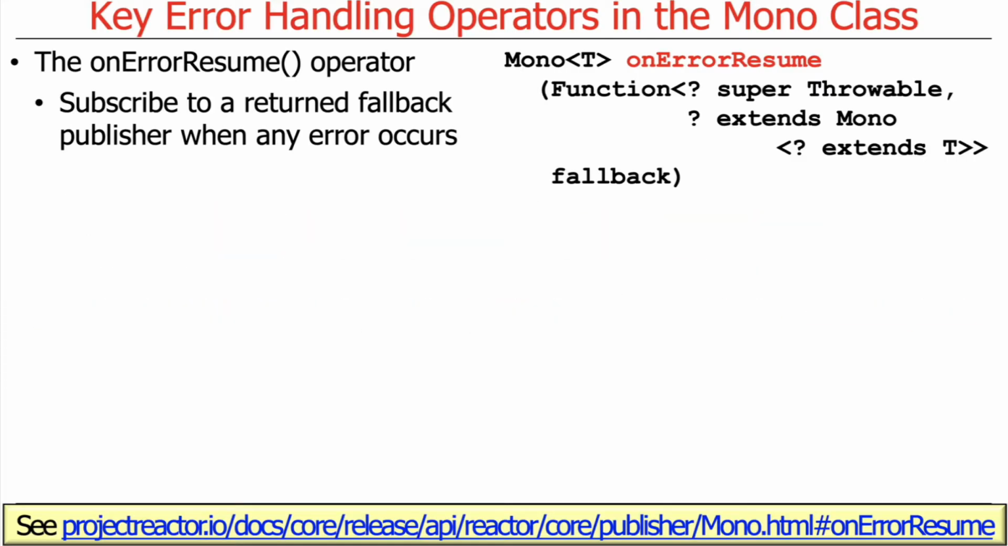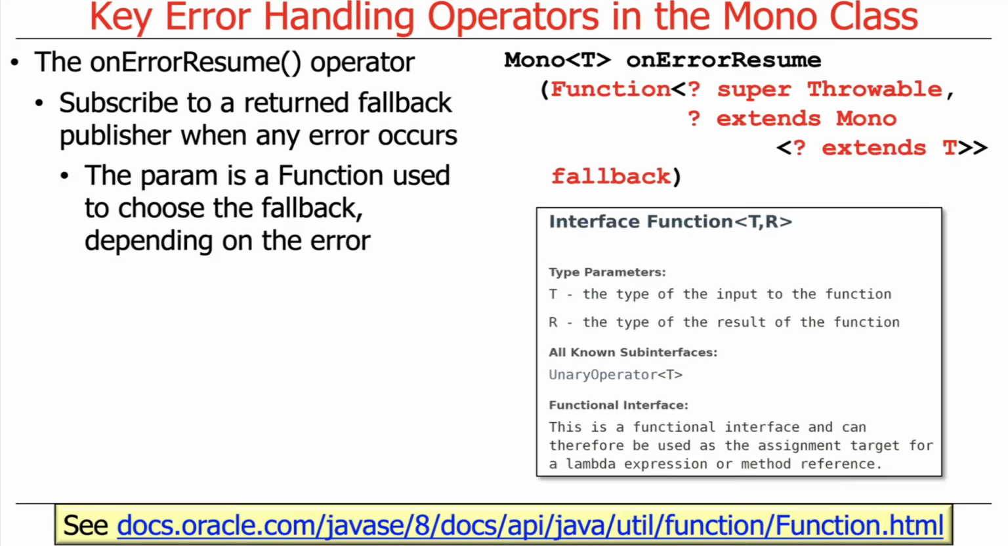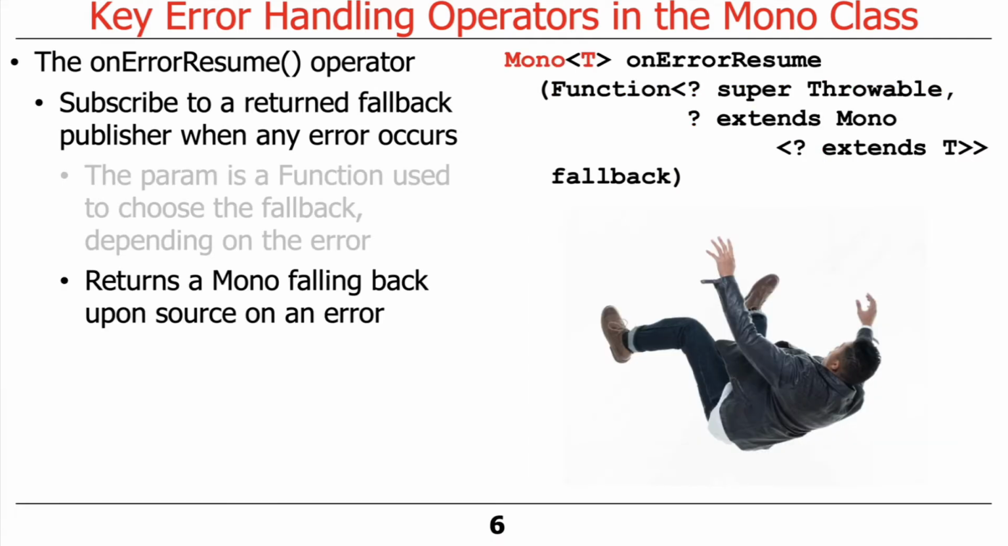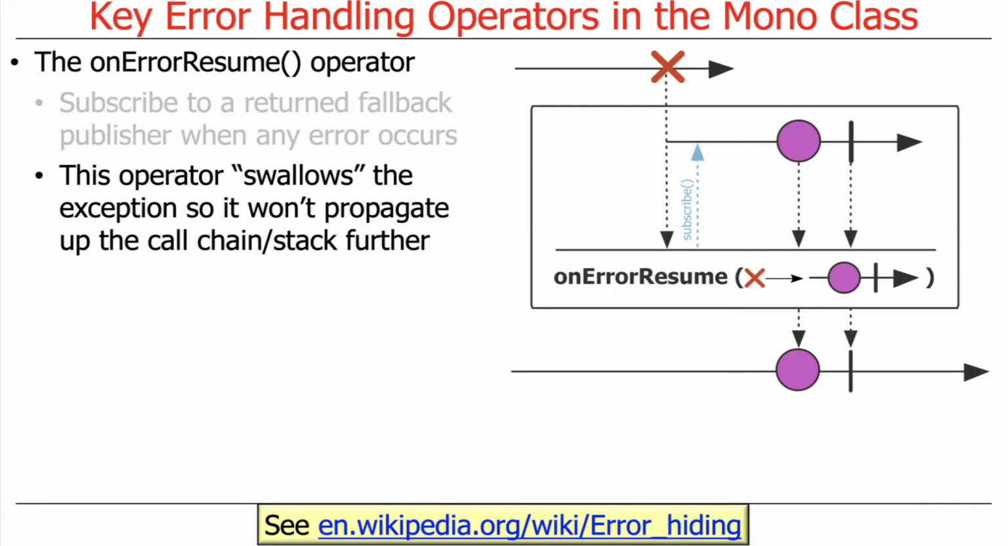The onErrorResume operator is used to subscribe to a fallback publisher when any error occurs. And here's what it looks like. The parameter that's passed is a function that's used to choose the fallback to apply depending on the type of error that has occurred. It returns a Mono that falls back to the fallback function passed in if an error occurs. So if an error occurs, we fall back and use that value rather than having an exception propagate.